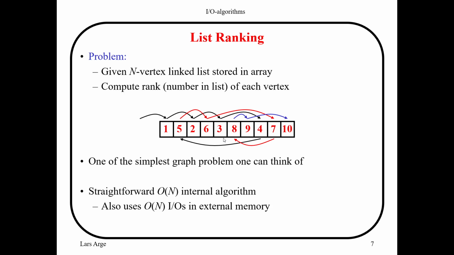Of course, in internal memory it's easy to traverse a linked list in linear time, and you can also do the same thing in the IO model, but if you do that then you get n IOs, which is pretty bad. Obviously this is kind of a sorting problem, so we cannot do better than the sorting bound, but actually achieving the sorting bound is quite challenging.